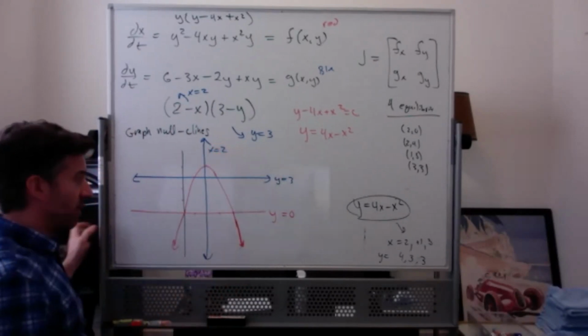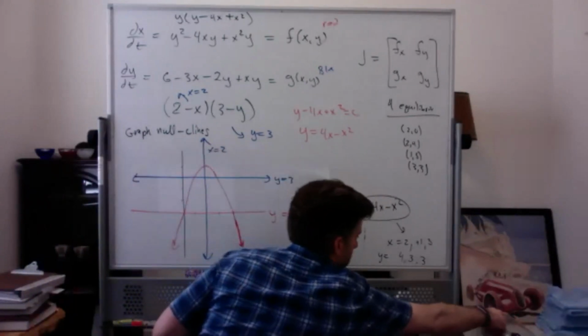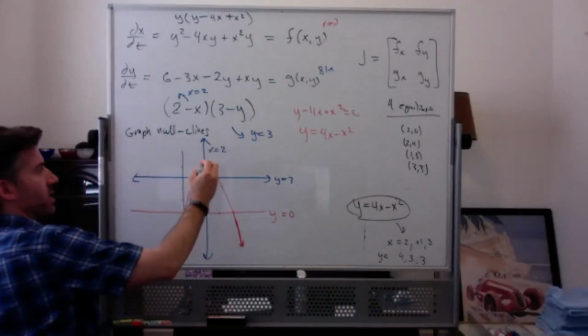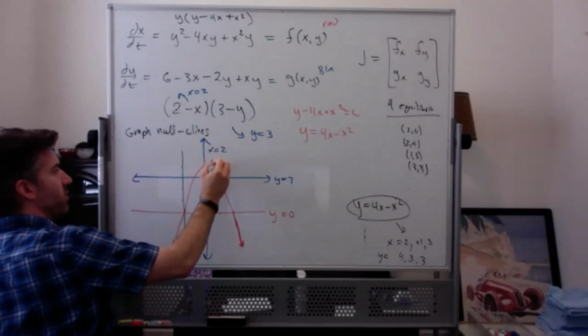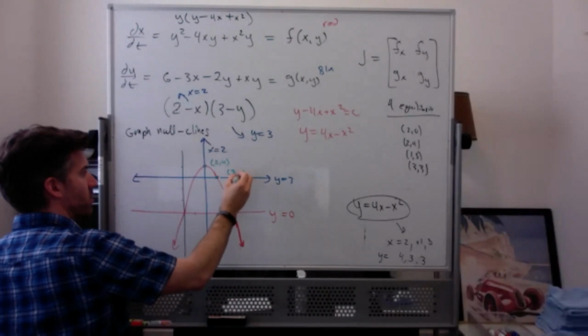And so I can see my 4 equilibria. Right, we have one here at (2, 4). We have one here at (3, 1). Sorry, (1, 3).